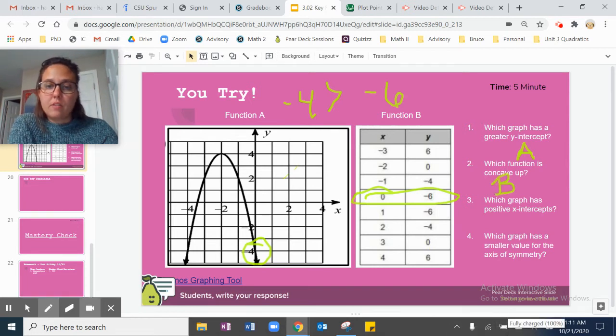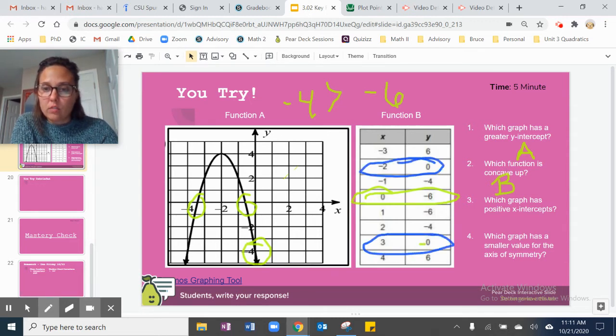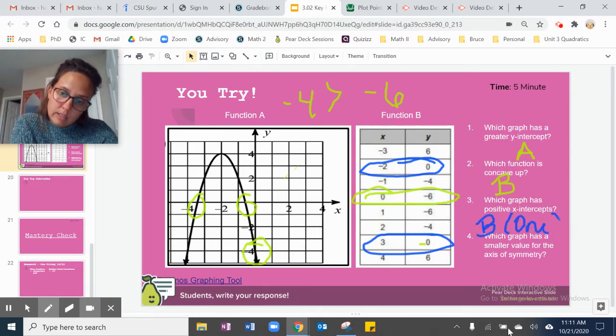Which graph has positive x-intercepts? Well, okay, looking at the graph, we automatically know that graph A or function A doesn't have positive x-intercepts. So let's look at function B. X-intercepts are where y equals 0. So let's circle those. So y equals 0 here and y equals 0 here. So technically, function B has one positive x-intercept and then one negative x-intercept. But you can say function B.